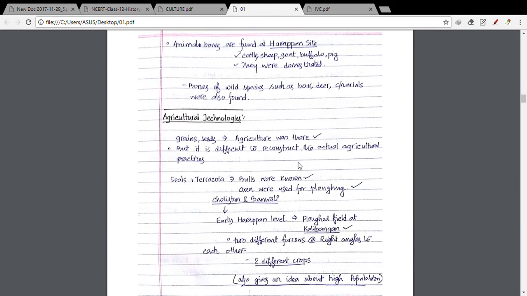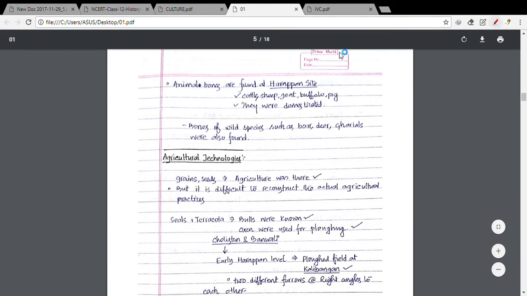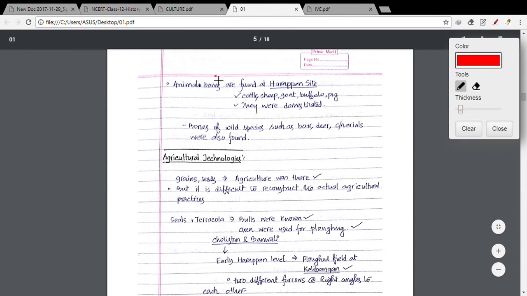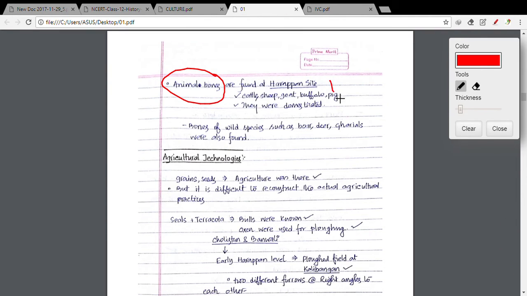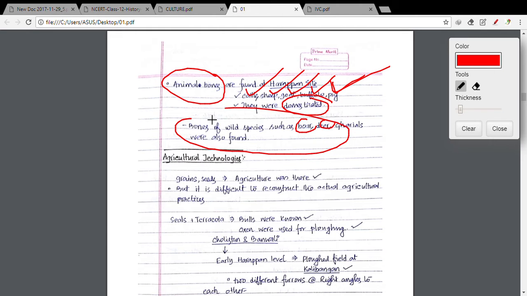Let's move on to the next part. Those were the plant parts. From the animal bones found in the Harappan sites, we can find that the cattle, the sheep, the goat, the buffalo, and the pig were domesticated. Bones of wild species such as boar, deer, and gharials were also found.